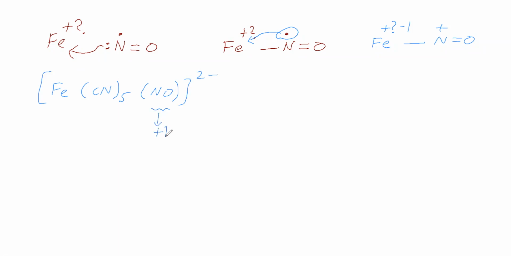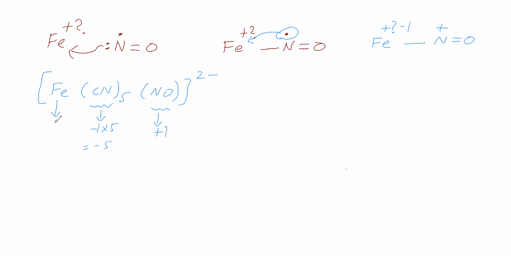For NO, nitrogen is having +1 oxidation number. Why? Because from nitrogen, one electron goes to iron. Therefore, the iron oxidation number decreases by 1 unit. So NO is having +1 charge. CN is having -1 charge, 5 times, therefore -5. Now see, it is -5, it is +1, and the net is -2.